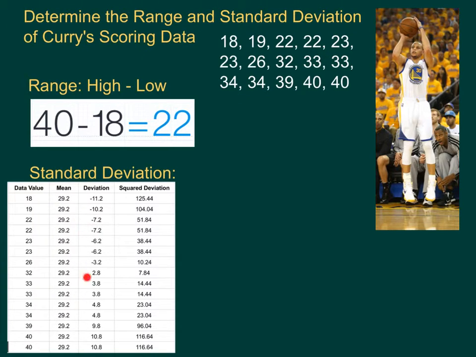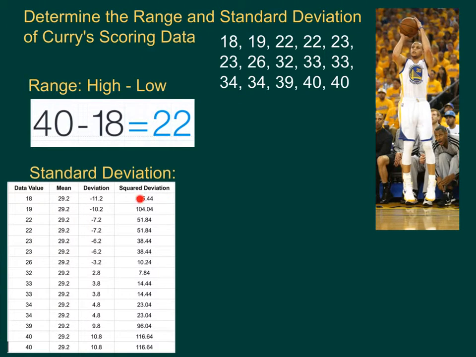So I take each of my deviations and then square it using a calculator. Negative 11.2 squared goes up to 125.44. And you'll notice what's happening is I get to be a smaller deviation, positive or negative. My squared deviation is going to be a lot smaller before it grows up, getting over 116 for the 40-point games. So those are the first couple of steps to find the standard deviation.